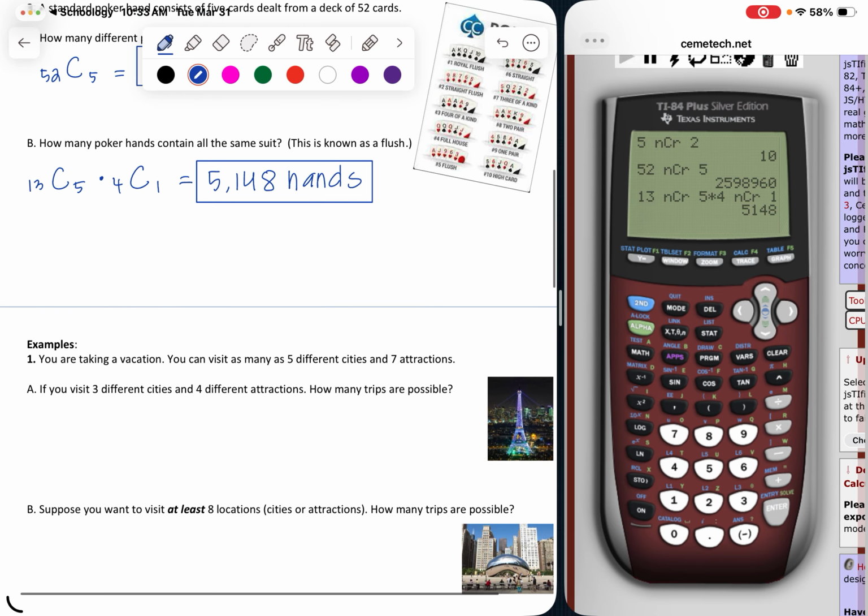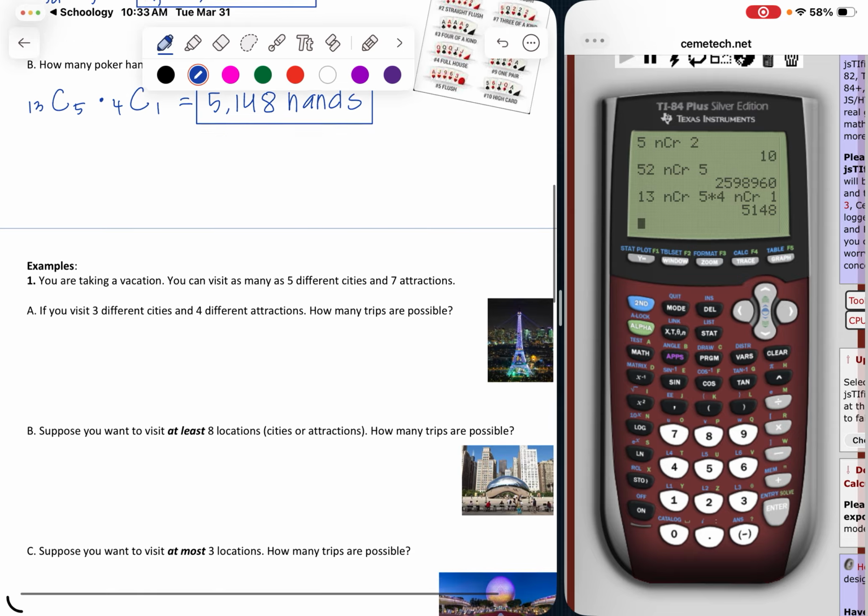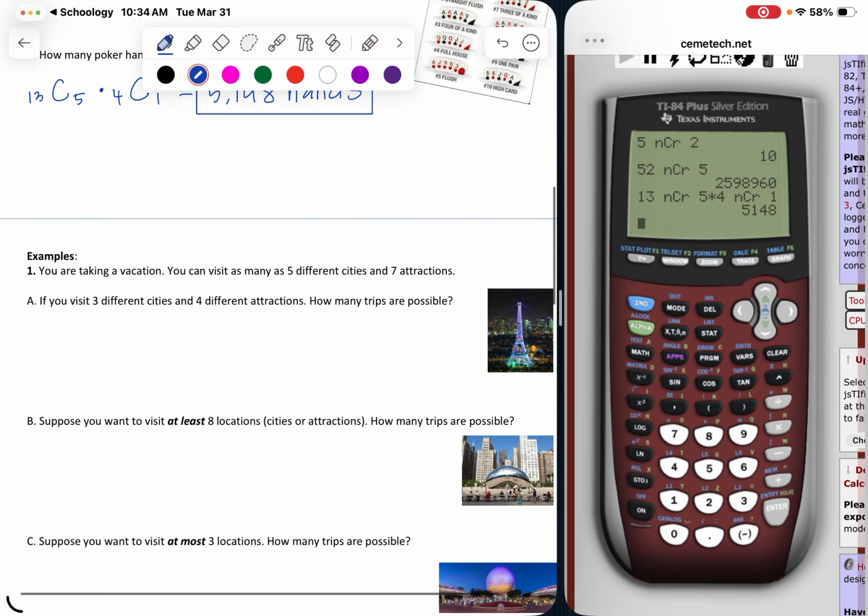Okay, so I already said this, but I'm going to say it again. When you see and, you are going to multiply. Or if you're going to say it in a sentence and you use the word and, you're going to multiply. And when you see or hear the word or, you are going to add your probabilities. Okay? All right, so here's an example.